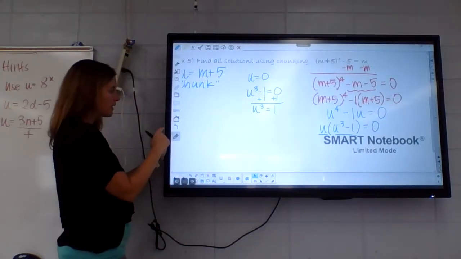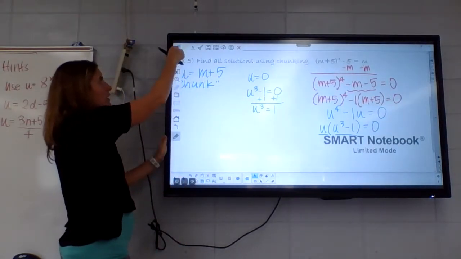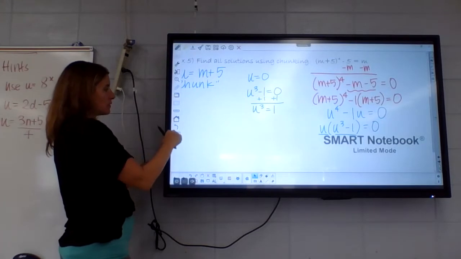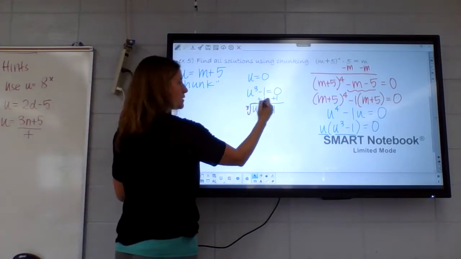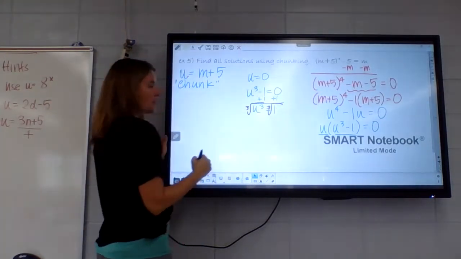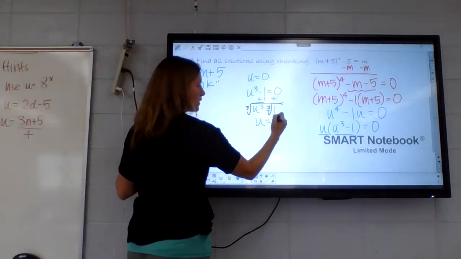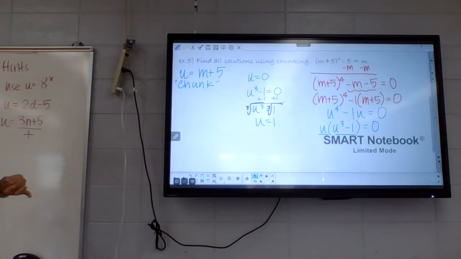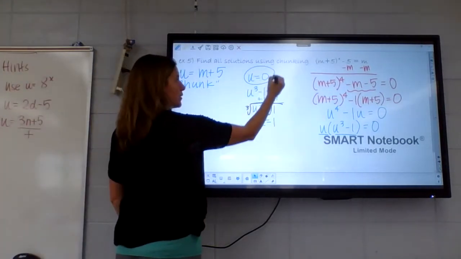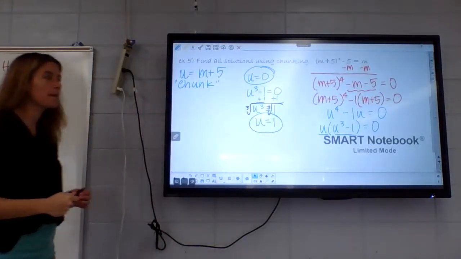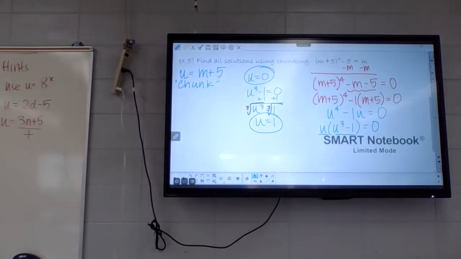In order to solve this, I need to take the cube root of each side. And the cube root of 1 is just 1. So I get two answers for my u. That's obviously not my answer. They didn't ask me to solve for u. They wanted us to solve for m.